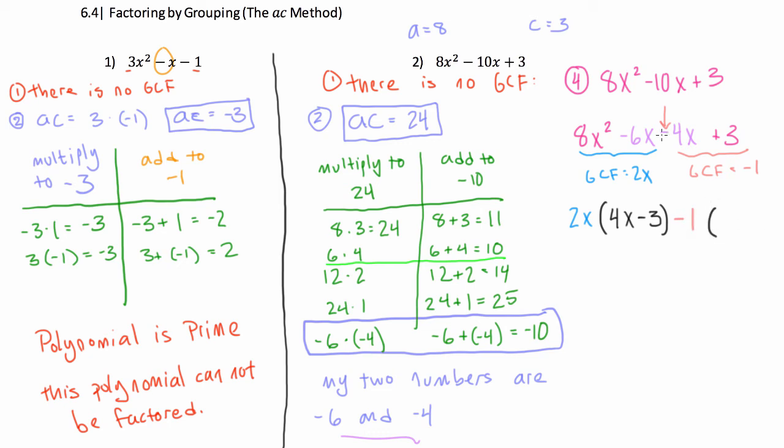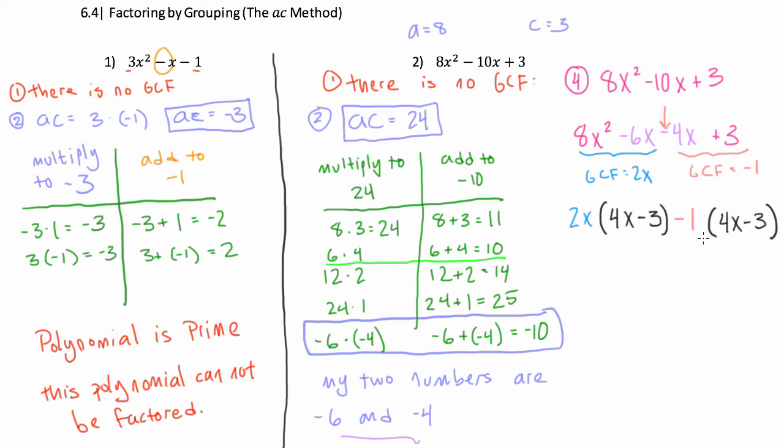And what's left, if I take minus 1 out of minus 4x, I get just 4x. And then if I take minus 1 out of 3, I get minus 3. And what taking that minus 1 did is gave me these identical binomial factors. So that's what's going to allow me to finish this factoring by grouping.